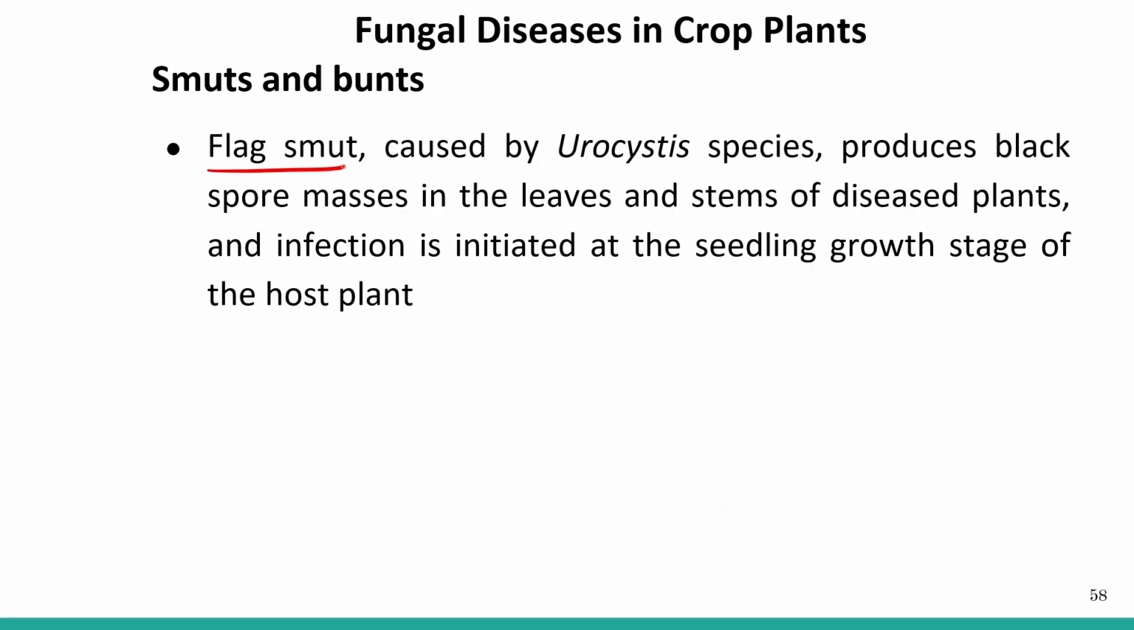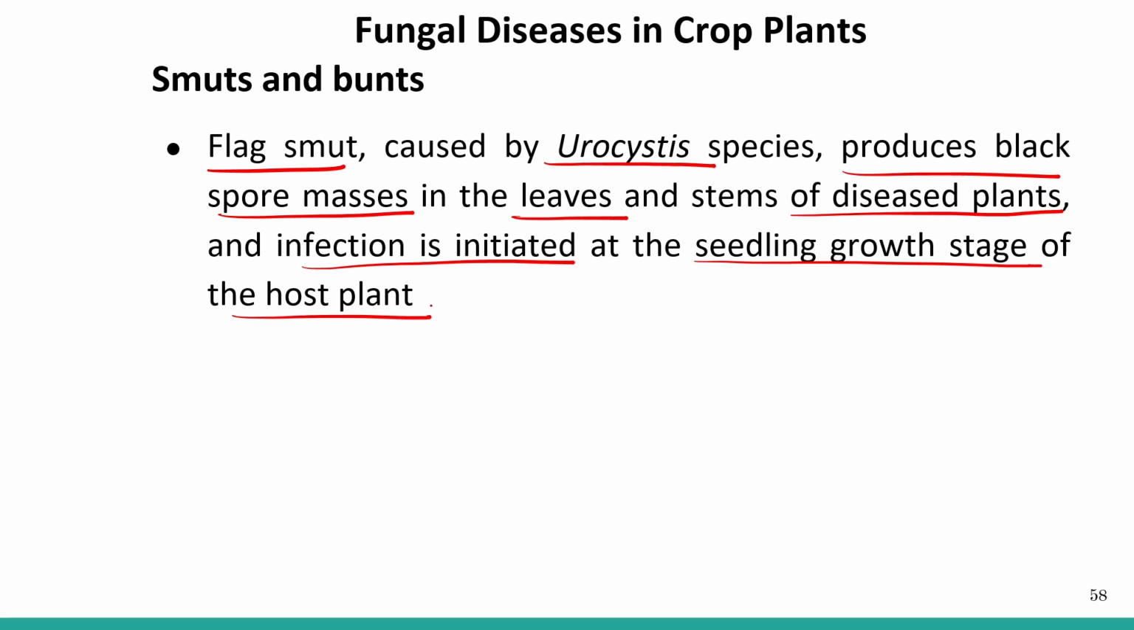Flag smut, which is caused by Urocystis species, produces black spore masses in the leaves and the stem of diseased plants, and the infection is initiated at the seedling growth stage of the host plant. So another, flag smut, very important. Flag smut is caused by Urocystis species, and the spore masses we can see in the leaves and the stems of the diseased plant.